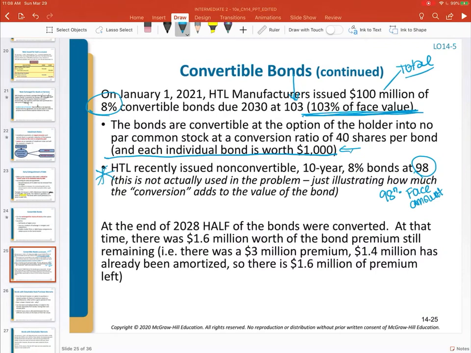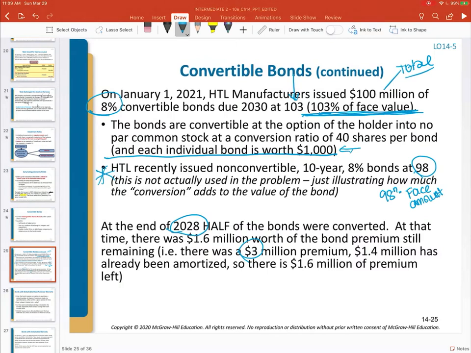Okay, and then finally, at the end of 2028, this is the date upon which we are going to actually convert some of these bonds into common stock. In 2028, half of the bonds are converted into common stock. At that time, we had $1.6 million remaining on our bond premium. So remember, if we issued at 103% of the face amount, that would mean that we would have a premium, and we're going to see this in the journal entry coming up.